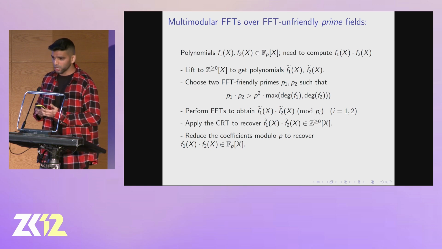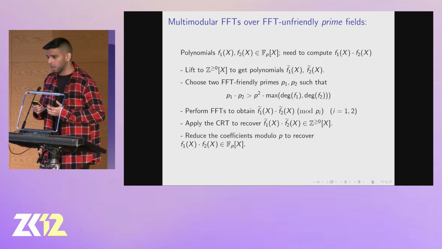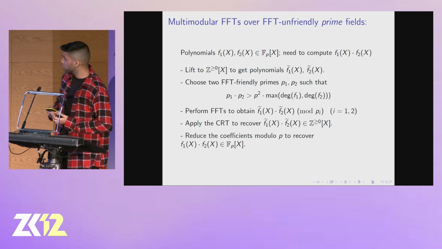And lastly, we're going to use the Chinese remainder theorem to recover the answer modulo P1 P2, which is the same as recovering the answer over the integers. And the last step is you reduce the thing modulo the original prime to get what you were looking for in the first place.